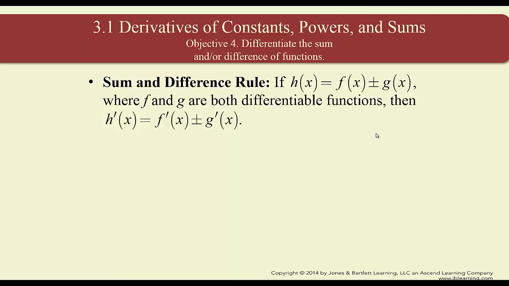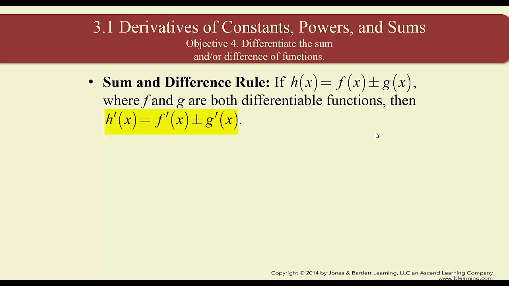So far, to recap, you've learned 4 rules. Rule 1 was the constant rule. The derivative of a constant is 0. Rule 2 was the power rule. Rule 3 was the constant multiple rule. And now here's rule 4, the sum and difference rule. The sum and difference rule just says if you have a function h of x equal to f of x plus or minus g of x, and there could be more terms there, then the derivative, h prime of x, is equal to f prime of x plus or minus g prime of x.